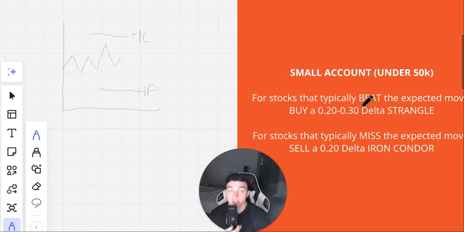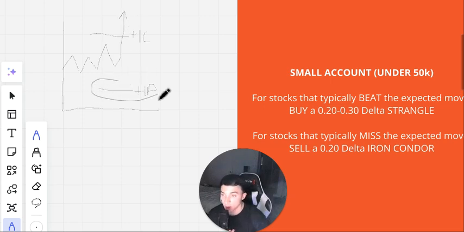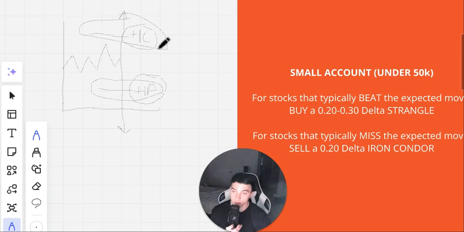Well, like we said, if the stock typically outperforms or beats the expected move, then one of these options is going to go extremely high, right? So it either goes way up and this is going to expire worthless and this is going to increase a ton in value, or it's going to tank and this put is going to increase a ton in value and this is going to expire worthless.